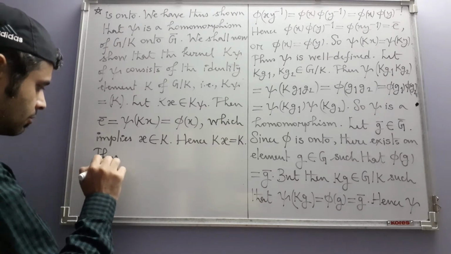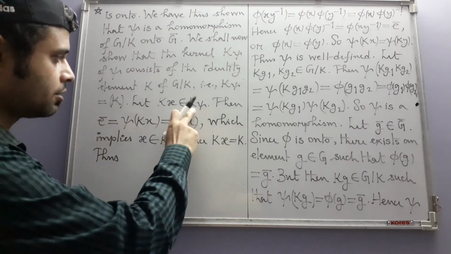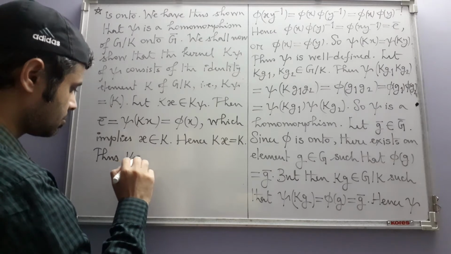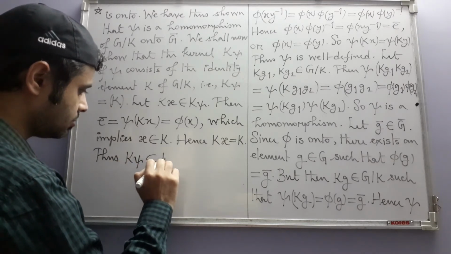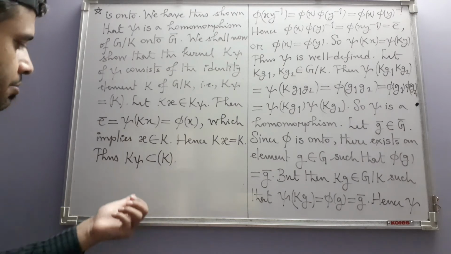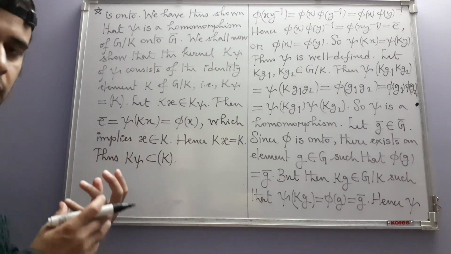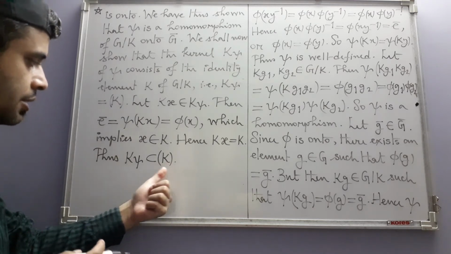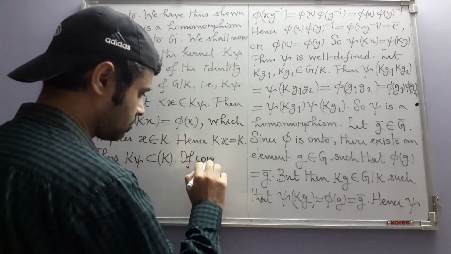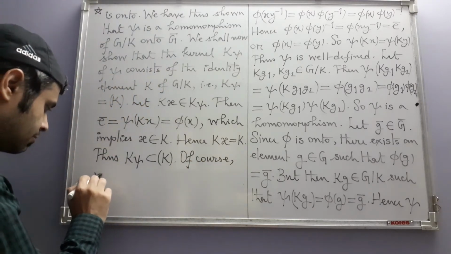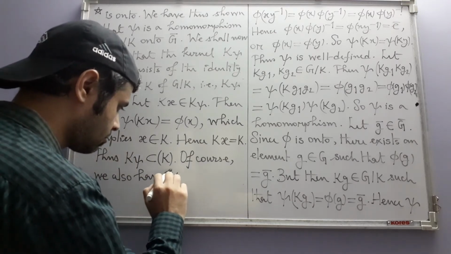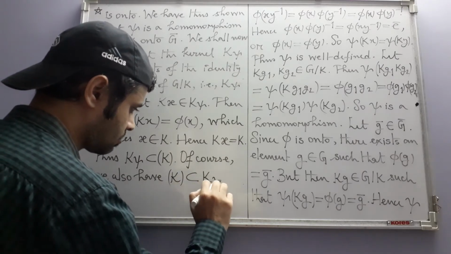Thus, Kx was an arbitrarily chosen element of K psi, so it has turned out to be equal to K. Thus, K psi is contained in K. And the reverse inclusion, of course, is obvious, because we know that the kernel K psi is a subgroup of G by K, and this is the trivial group which is contained in every subgroup. Of course, we also have this.